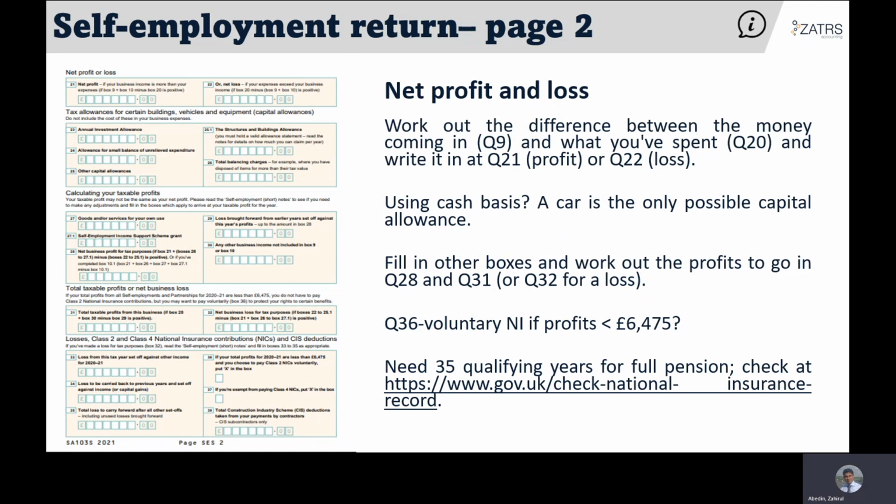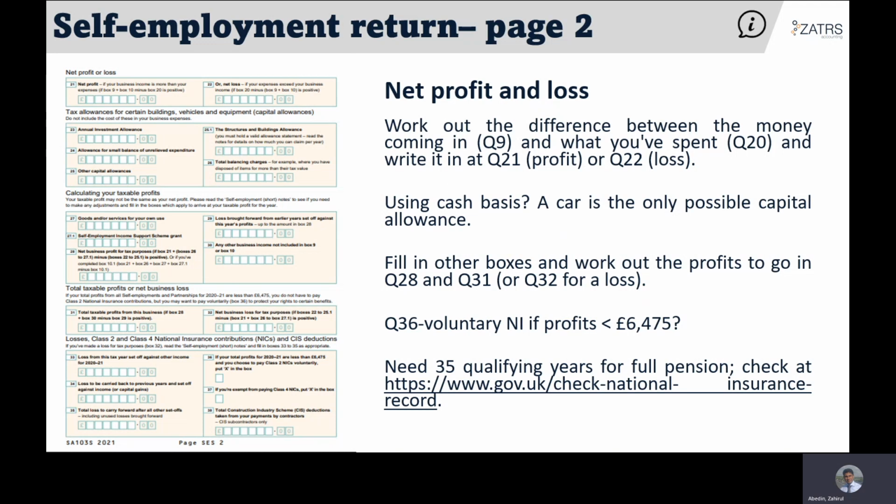Now, the bit at the bottom might be important. If your profits at the end of the year are less than £6,475, you won't be paying national insurance contributions. And that can be a problem because it affects your entitlement to state retirement pension. You have the opportunity here to put a cross in a box to make voluntary national insurance contributions. So the big question is, is that worthwhile?